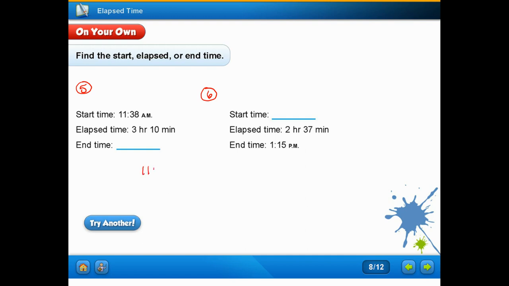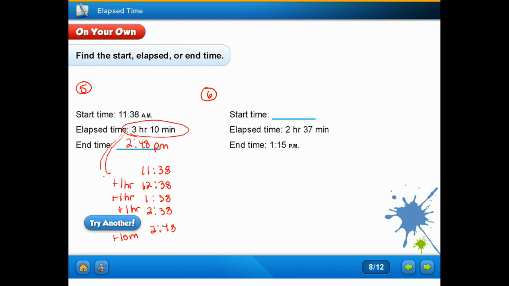So I'm going to start at 11:38, and I'm going to add an hour. I'm going to go to 12:38. I'm going to add another hour. I'm going to go to 1:38. Add one more hour, and I'm going to go to 2:38. And then I'm going to add 10 minutes, and it's going to go to 2:48. So 2:48 p.m. So I added, again, I had to add 3 hours and 10 minutes. So there's 1, there's 2, there's 3, and then there's my minutes.